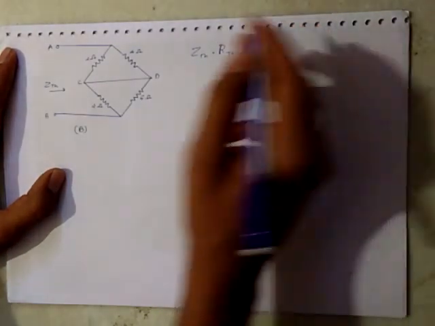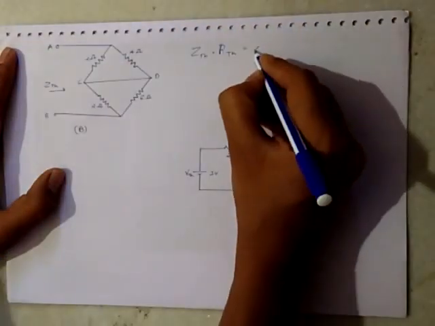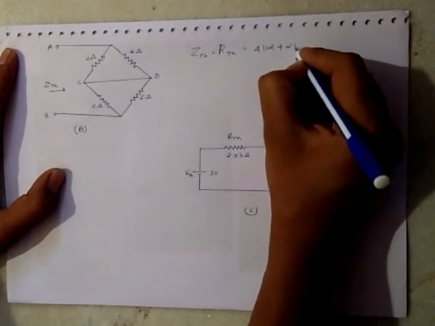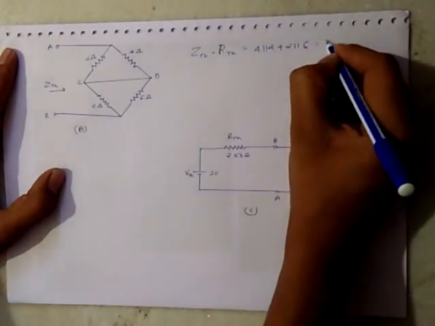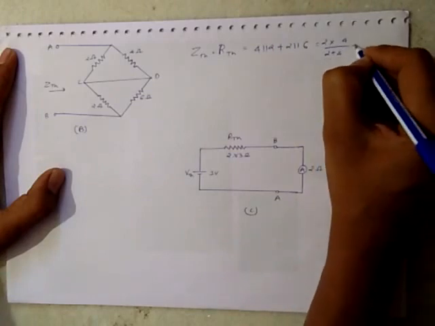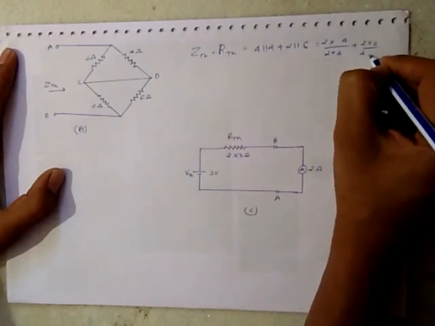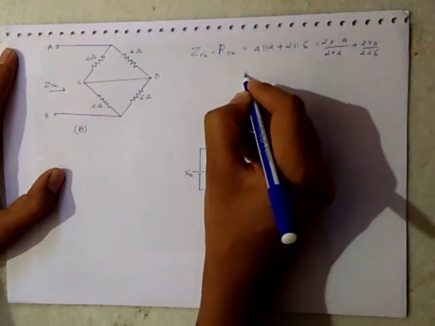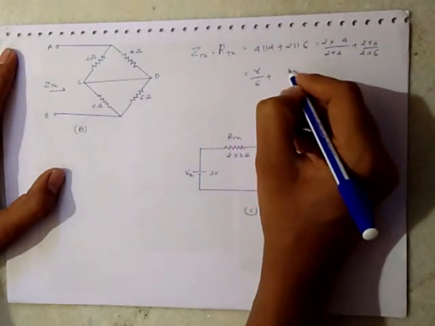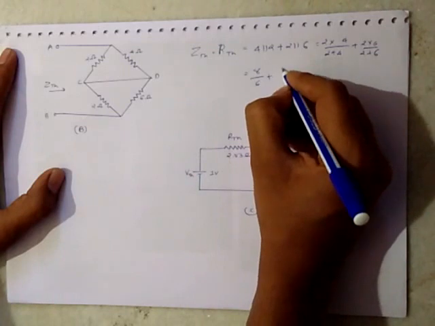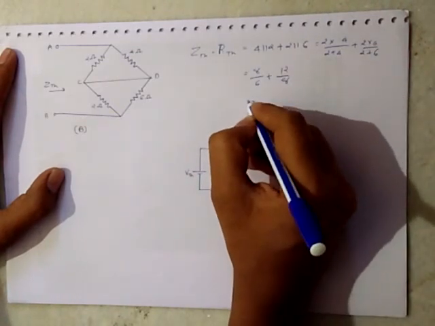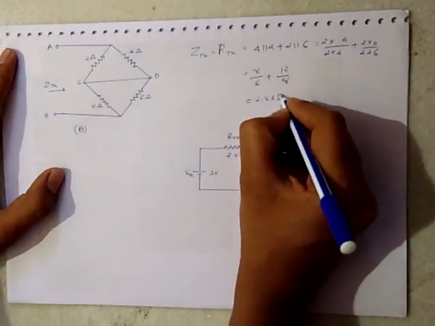Here 4 and 2 are in parallel combination, while 2 and 6 are in parallel combination. Hence 2 multiplied by 4 divided by 2 plus 4, plus 2 multiplied by 6 divided by 2 plus 6. That is 2 into 4, 8, divided by 2 plus 4, 6, plus 6 into 2, 12, divided by 8, which will be nearly equal to 2.83.